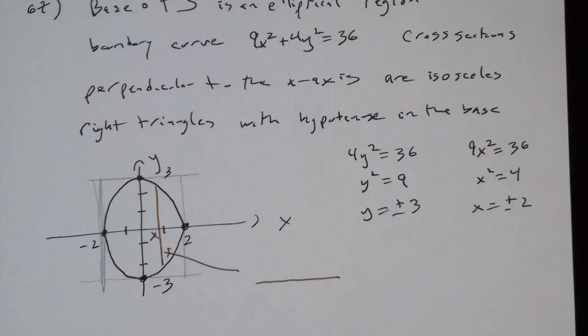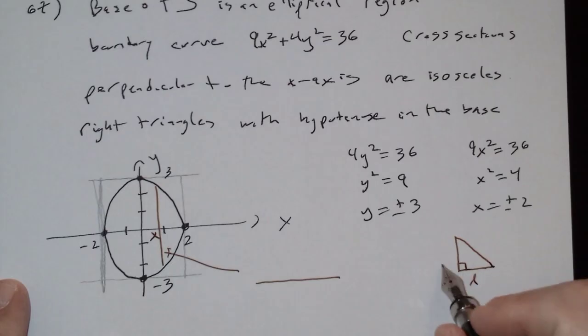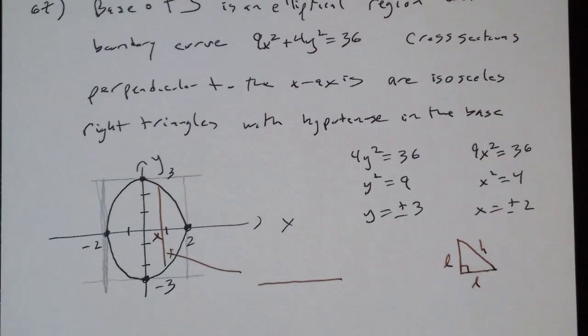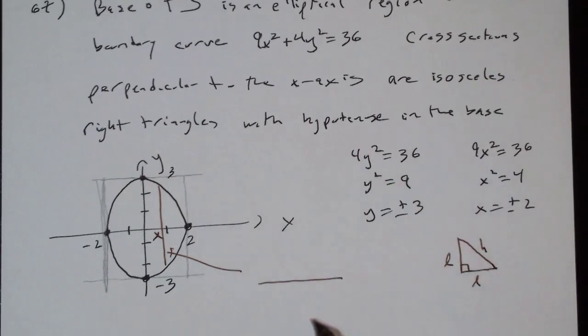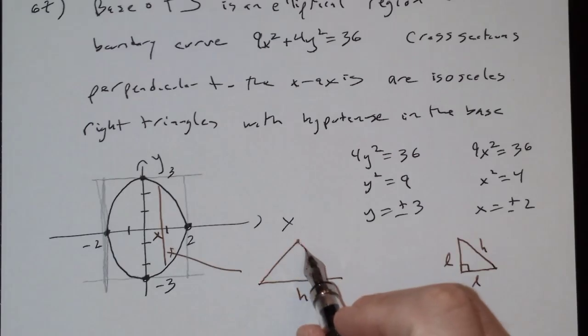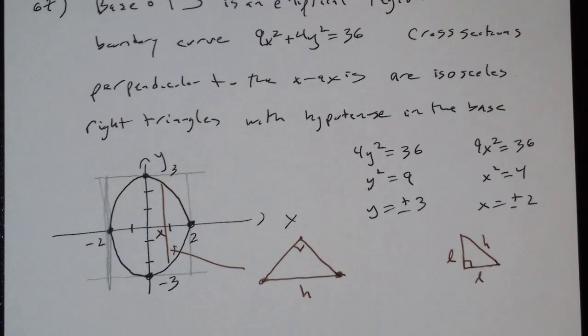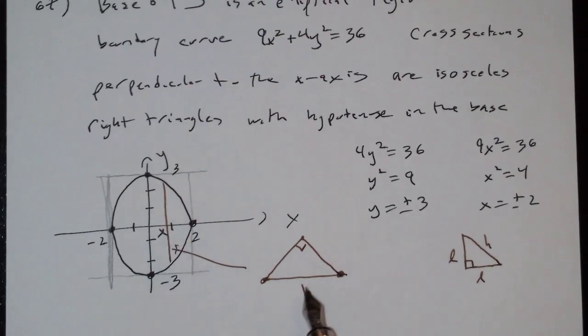Isosceles right, what is that? A right triangle has a right angle. Isosceles means two sides are the same. And when I think of a right triangle whose two sides are the same, they're the two sides on the right angle. So whatever this length is, it's the same as this length, and there's my hypotenuse. It says the isosceles right triangle has its hypotenuse in the base. That means this is the hypotenuse, and the right angle is up here. So this line is this line.